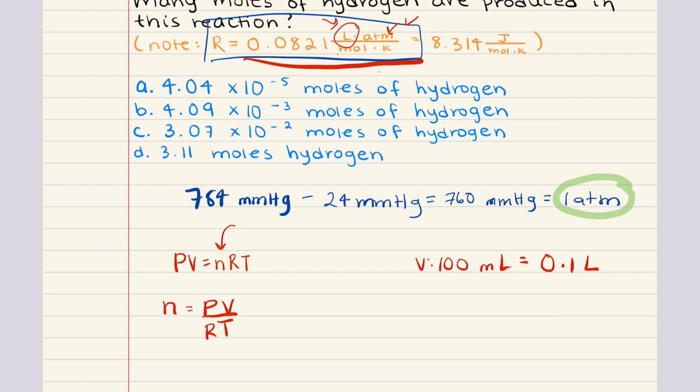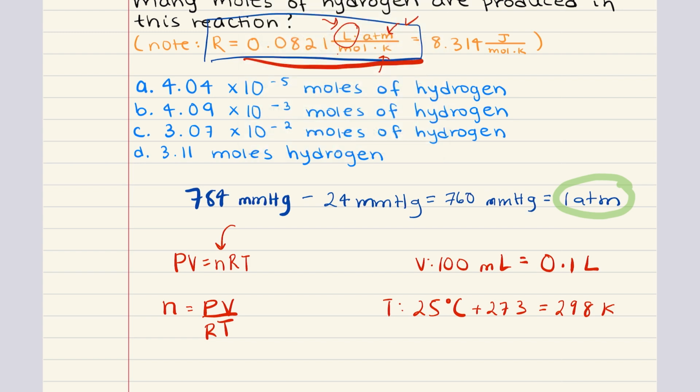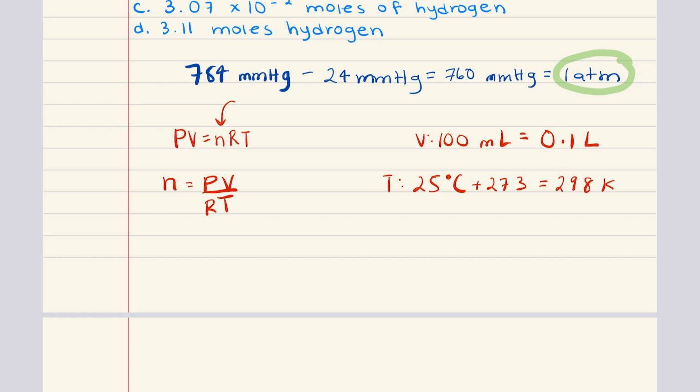The last thing we need to check is our temperature. We need our temperature in units of Kelvin, but unfortunately we were given our temperature in degrees Celsius, so we're going to have to convert it. We're going to convert it to Kelvin by adding 273. This gives us 298 Kelvin. Now we have all the variables we need in all of the appropriate units. We can just go ahead and plug in the values.